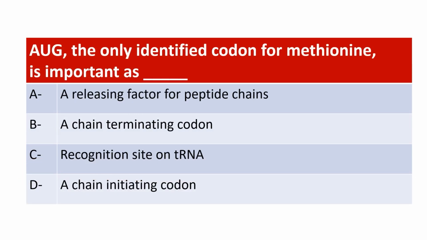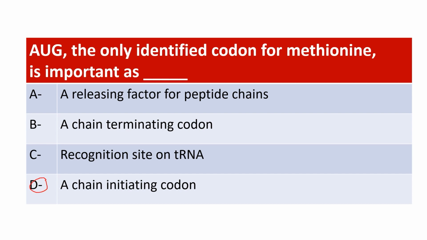AUG, adenine uracil guanine, the only identified codon for methionine, is important as what? A releasing factor for peptide chains, a chain terminating codon, a recognition site on tRNA, or a chain initiating codon. So what would be your answer? Think for 5 seconds. AUG, the only codon defined for methionine, determines the start of the chain during protein synthesis. It's a chain initiating codon. The answer is D, my friends.